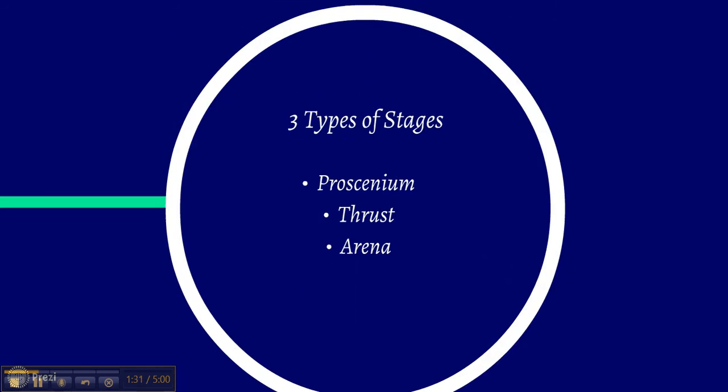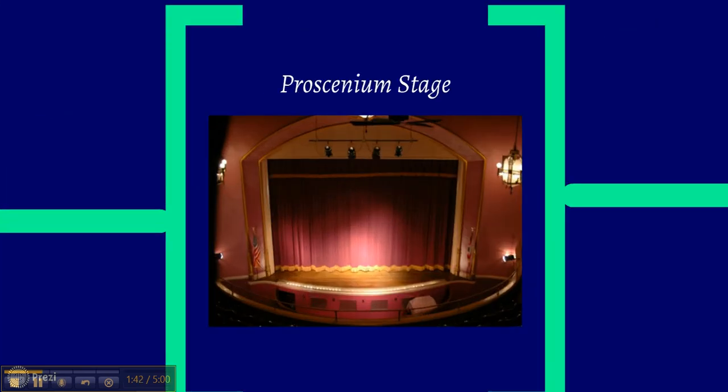There are 3 different kinds of stages: a proscenium stage, a thrust stage, and an arena. The most common type is the proscenium stage. The proscenium stage is the large arched opening at the front, and the main curtain on a proscenium stage is not actually in the front of the stage. It's about a third of the way behind it. The area in front of the main curtain is called the apron.